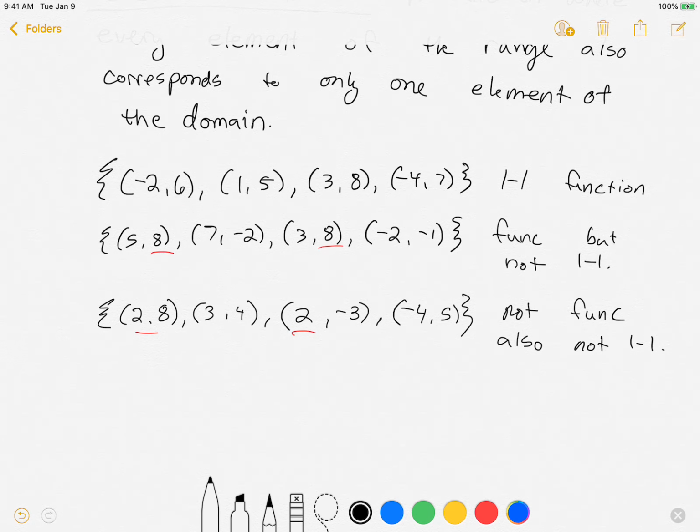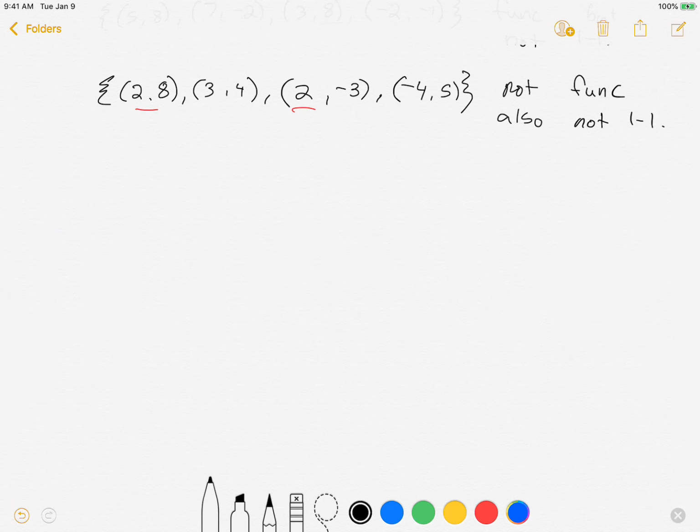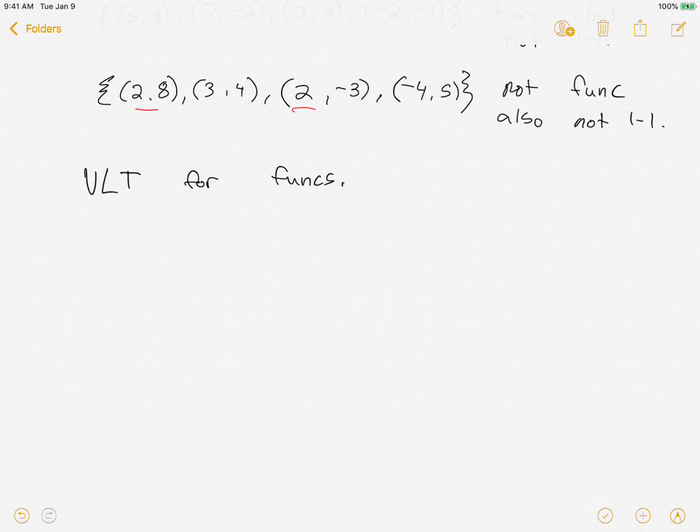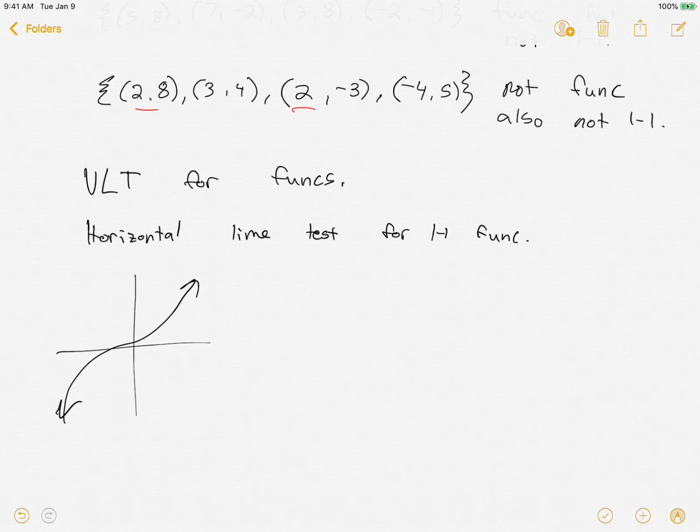Okay, and so we had the vertical line test for functions. We have the horizontal line test for one-to-one. They must pass both. Okay, must pass the vertical and horizontal line test. So here's an example. Here you can see that this passes the vertical and horizontal line test, so it's a one-to-one function.